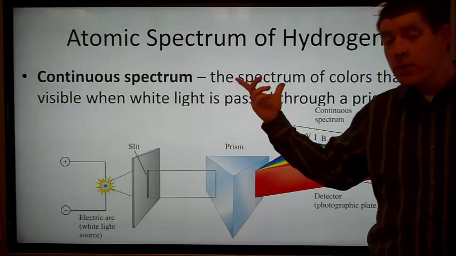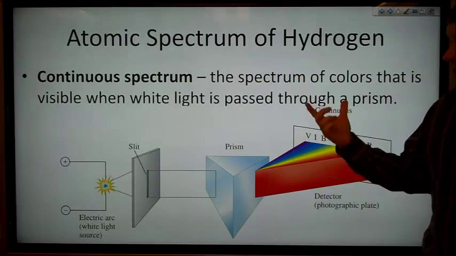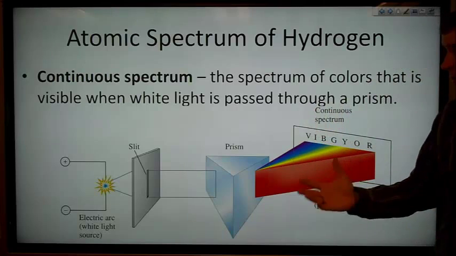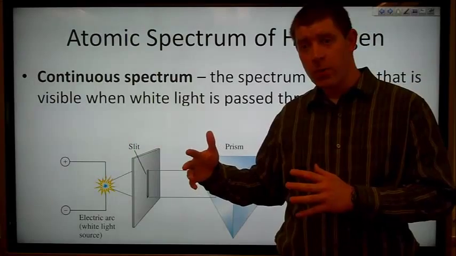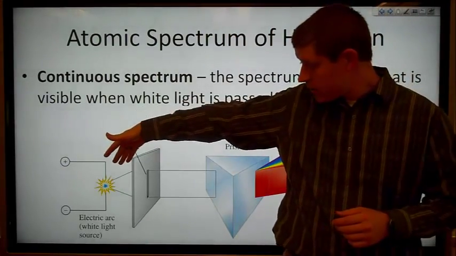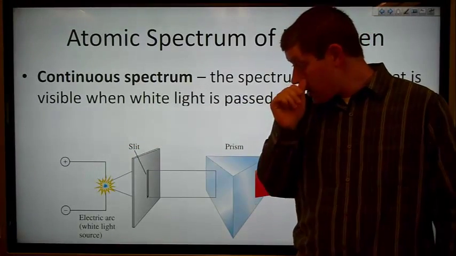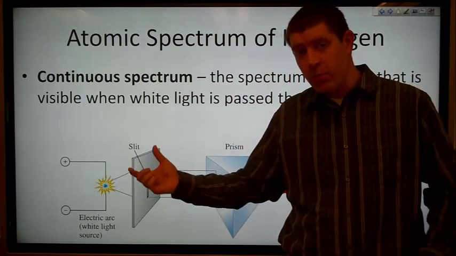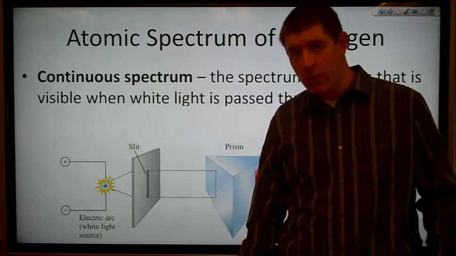Now, a continuous spectrum is the spectrum of colors that's visible when white light is passed through a prism. So one way we can generate white light is by looking at the sun. Another way is by taking an electric arc across a sufficiently high voltage, and that will generate white light.